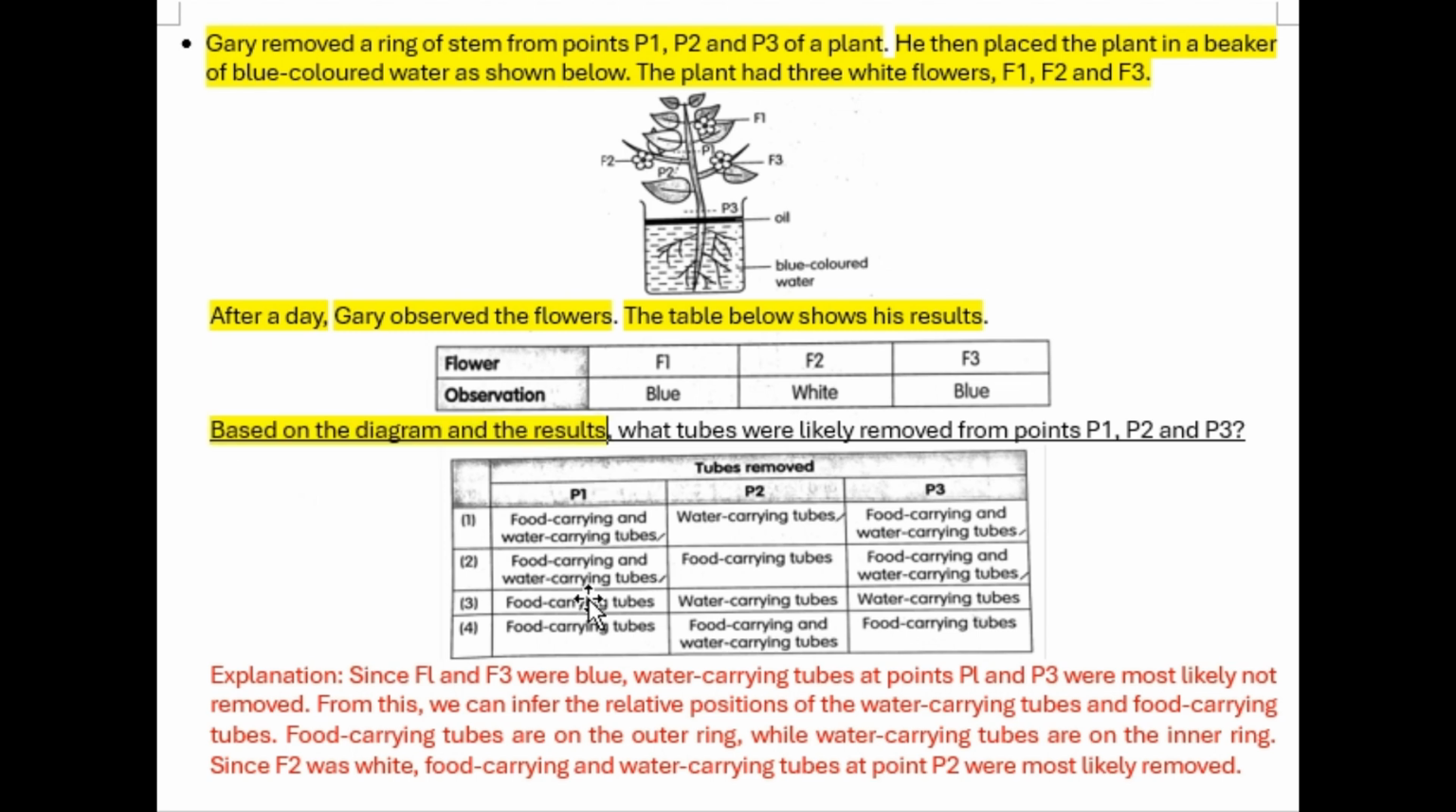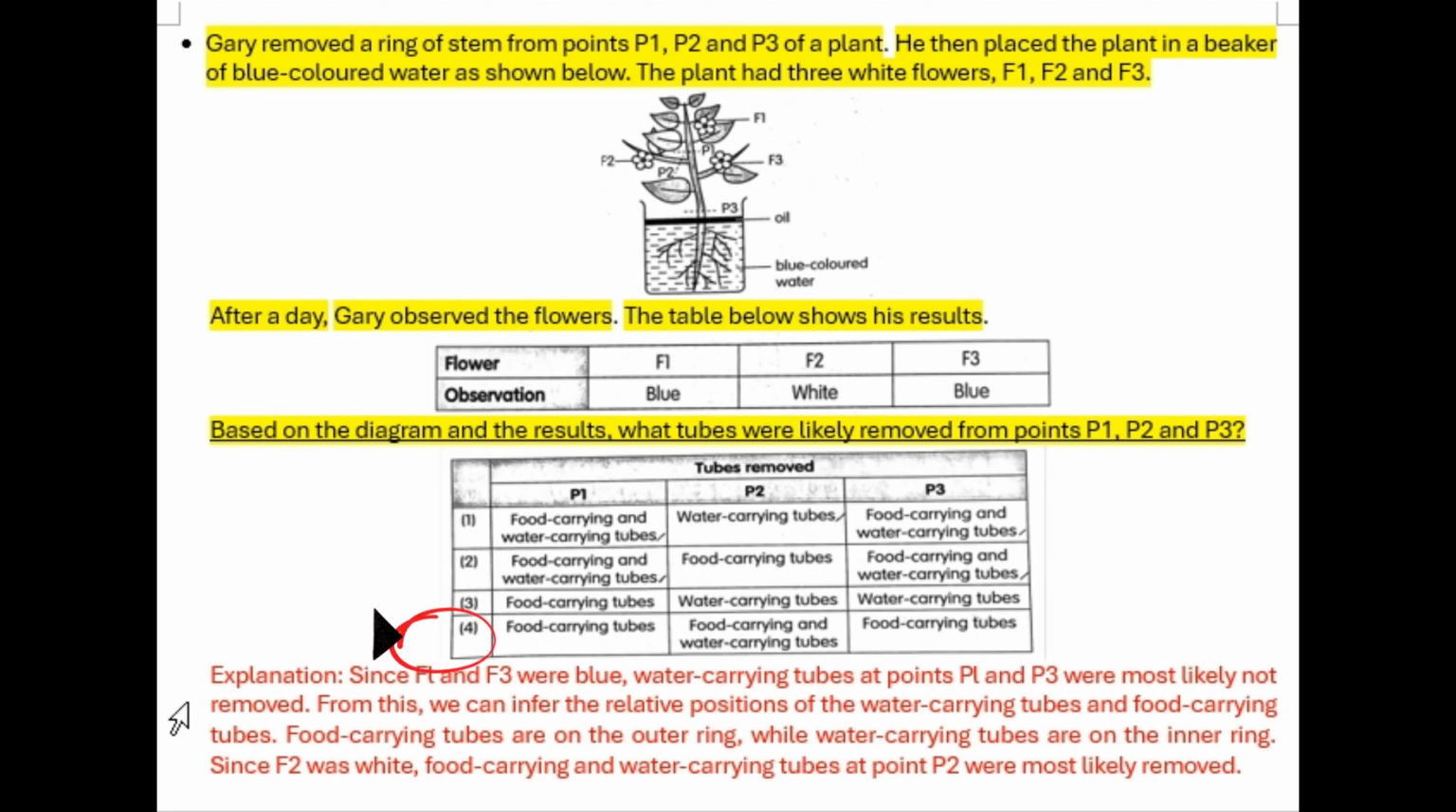Based on the diagram and the results, what tubes were likely removed from points P1, P2, and P3? Tubes removed. P1, food-carrying tubes. P2, food-carrying and water-carrying tubes. P3, food-carrying tubes.